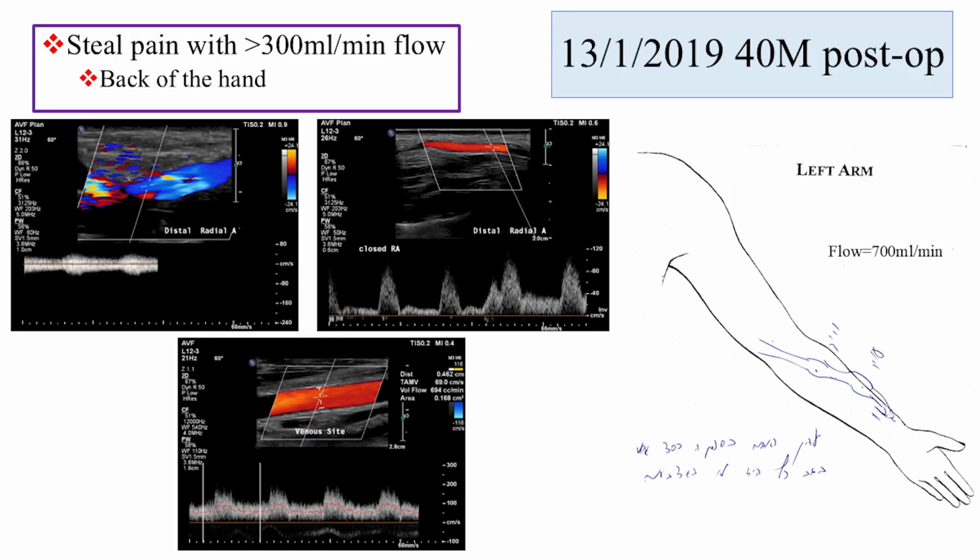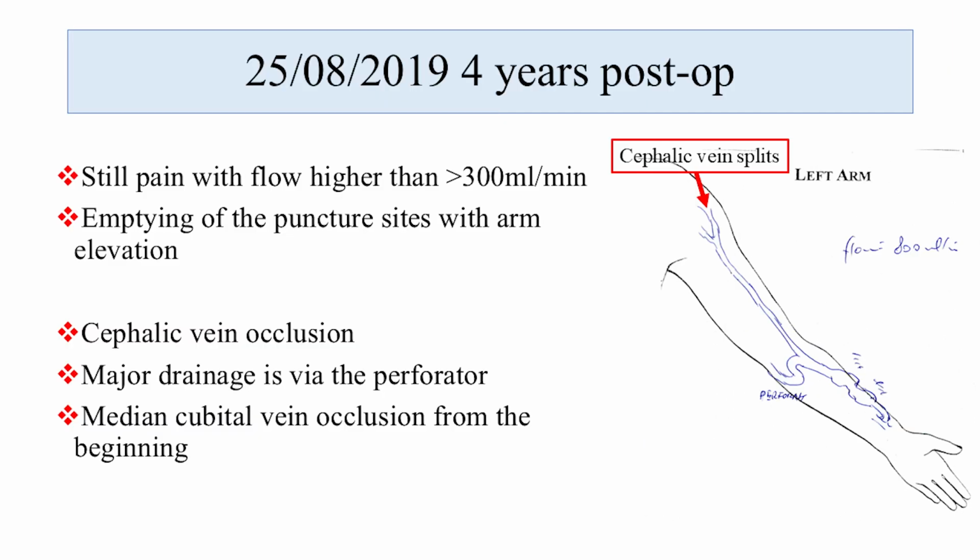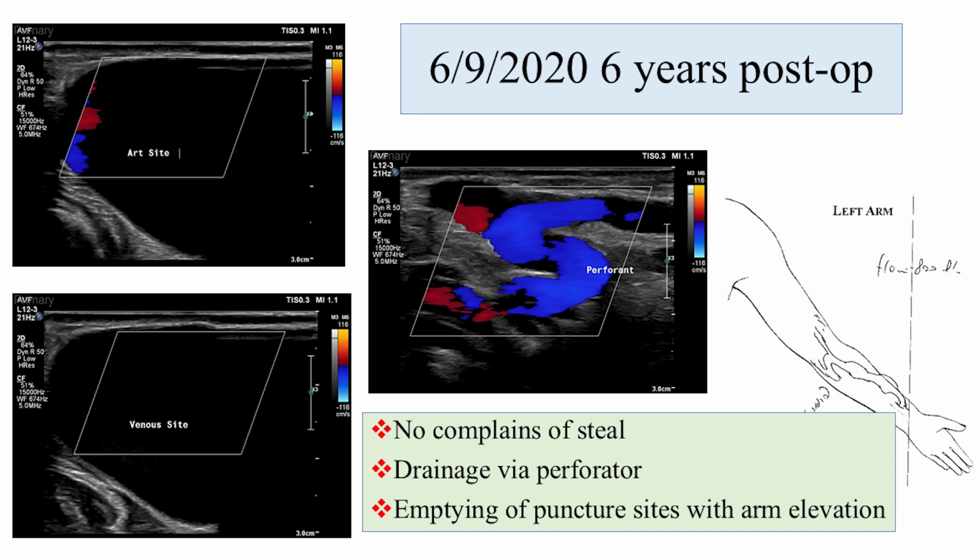Half a year later, 40 months post-op, somehow the Steal syndrome improved, and now the patient is doing dialysis at 300 ml per minute. 4 years post-op, the central cephalic vein is occluded and the major drainage is via the perforator. The flow is 800 ml per minute with good dialysis, and there is emptying of the puncture site with arm elevation. On routine clinical examination, 6 years post-op, there are no complaints of Steal anymore. The cannulation sites are dilated.